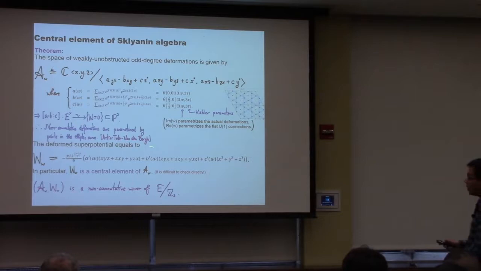Okay, and then we can also write down the deformed superpotential. This is the non-commutative superpotential, where XYZ is different from ZXY and so on. So we can write down the full potential also very explicitly in terms of derivatives of the theta functions. And as a consequence of the general theory, it is a central element of this algebra. But indeed, it is difficult to check directly if you really compute it in these variables. It's very difficult on the theta function side to check that they are really central elements. And so we get a non-commutative mirror of this orbifold.